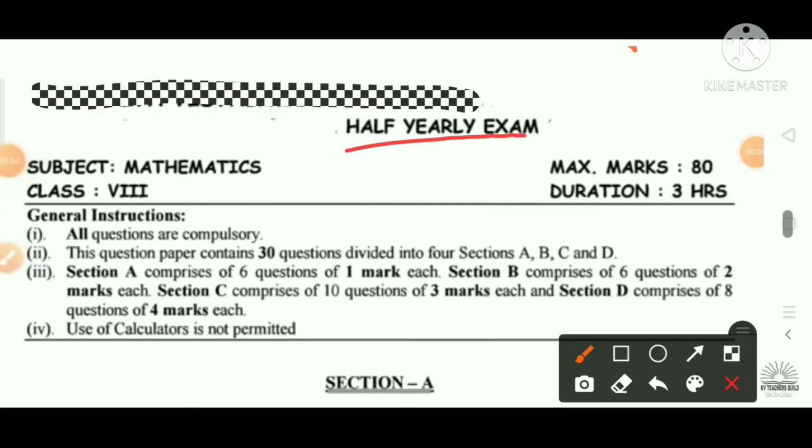In this video we are going to discuss the half-yearly exam paper for 8th class students, mathematics subject. The marks allotted for this exam is 80 marks and the time given is 3 hours. Below they have given the general instructions. You can pause the video and read the instructions. Let us move to the first question.